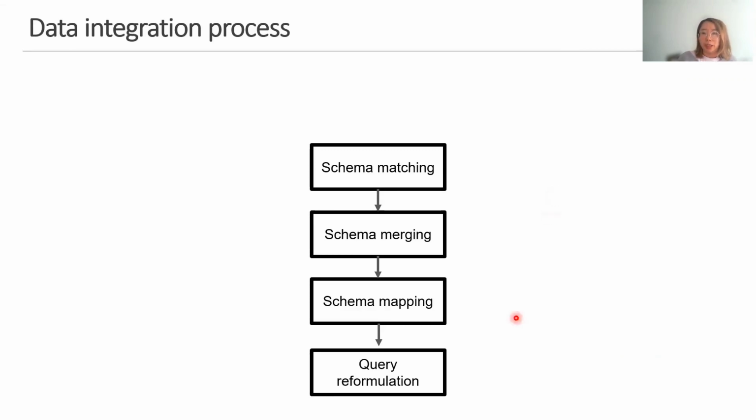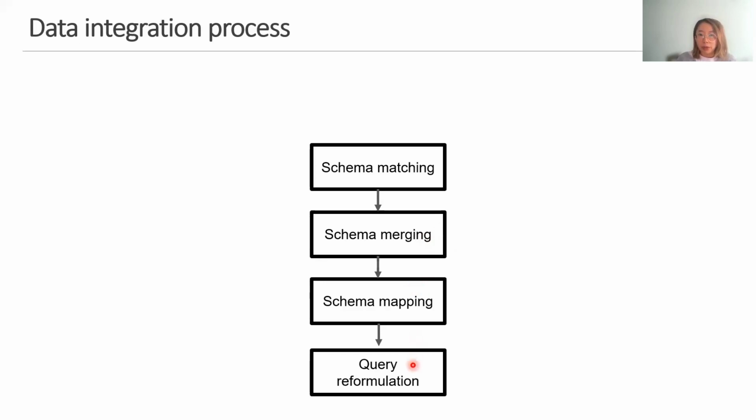Usually, we need to conduct schema alignment that includes several steps. To begin with schema matching, we will need to find the correspondences between different source schemas. Then we can merge the source schemas and create one mediated schema. Of course, a user can also directly design a schema. And then with schema mapping, we can formalize the semantic relationships between different sources and the mediated schema.